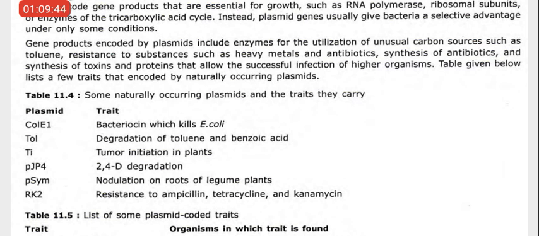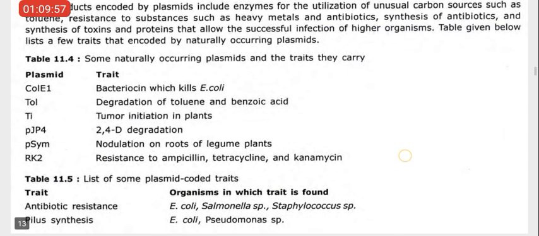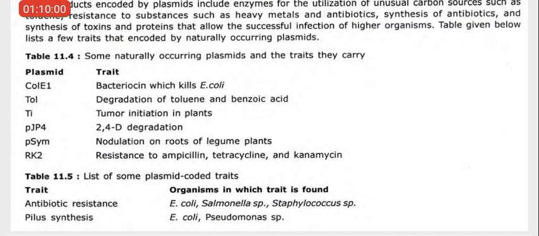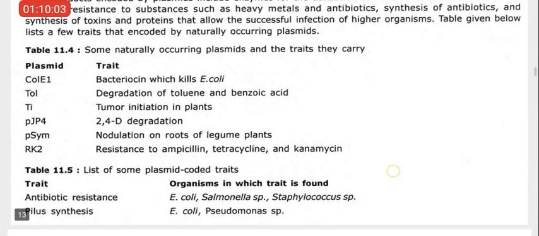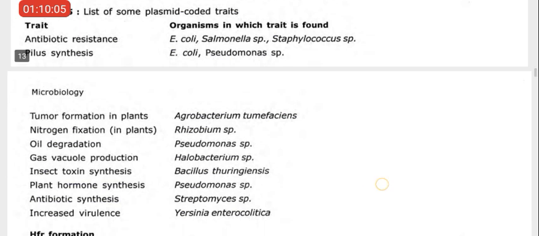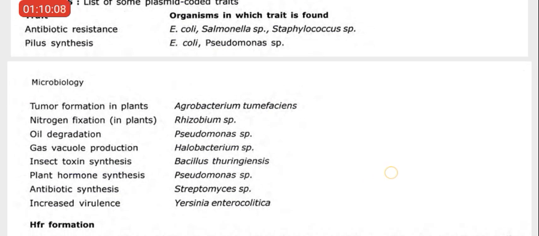Bacteriocin which kills E. coli, degradation of toluene and benzoic acid, tumor initiation in plants, nodulation of roots of legume plants, resistance to ampicillin, tetracycline, and clindamycin. Antibiotic resistance, photosynthesis, tumor formation in plants, nitrogen fixation in plants, oil degradation, gas vacuole production, insect toxin synthesis, plant hormone synthesis, antibiotic synthesis, increased virulence.